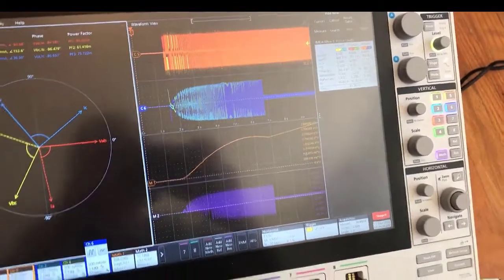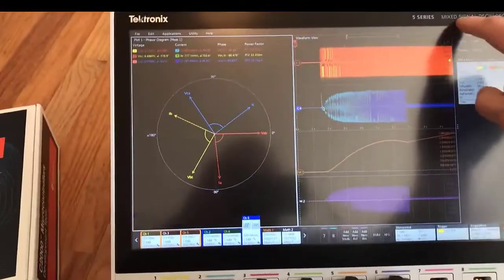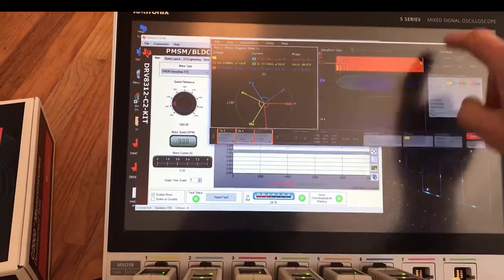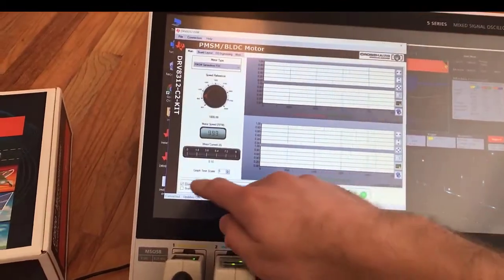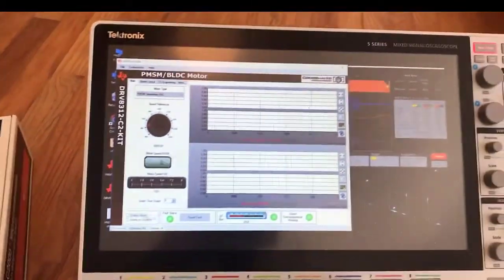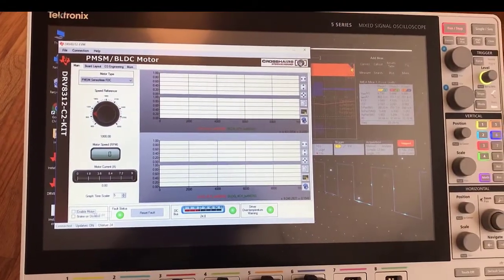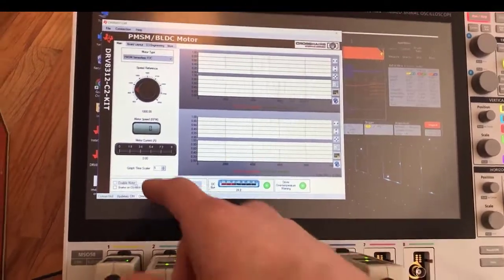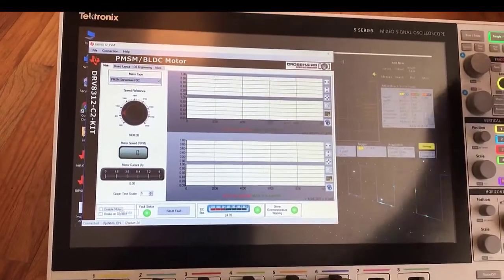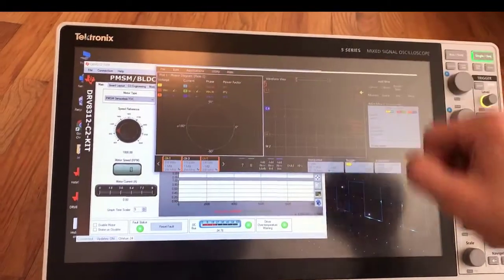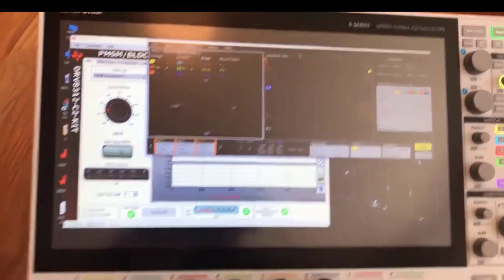Let's go ahead and take a look at what that would look like really quick. So I've got Windows on this scope, so we're able to control the motor drive here via the USB cable and the GUI that Texas Instruments put together. I've turned the motor off. I'm going to set up one single acquisition here on the scope.